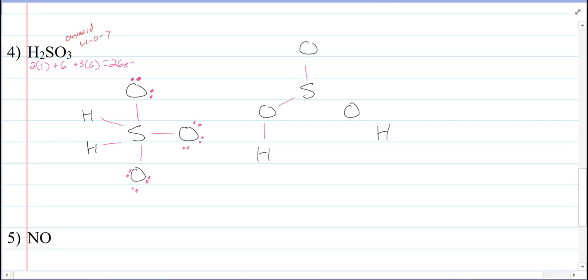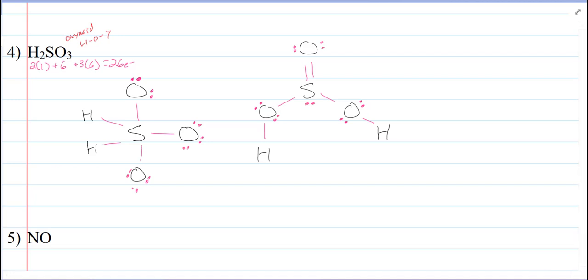2, 4, 6, 8, 10, 12, 14, 16, 18, 20, 22, 24, 26. Is it the best Lewis structure? Technically not, because sulfur has 1, 2, 3, 4, 5. We can double bond and make it as good as we can get.